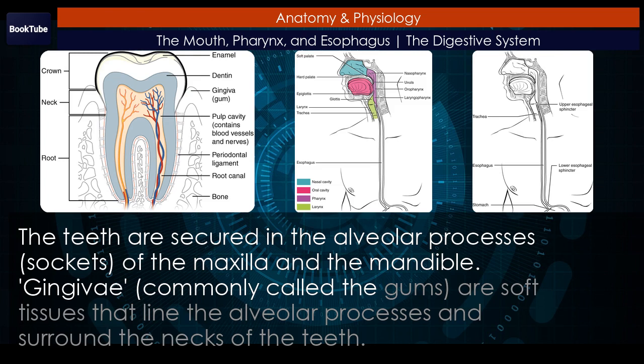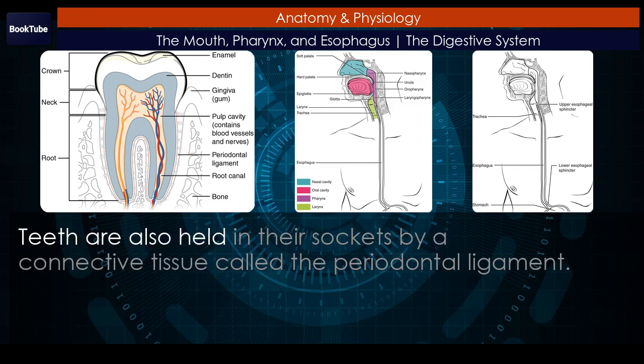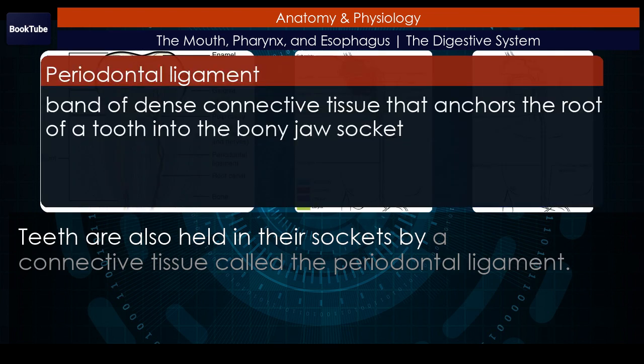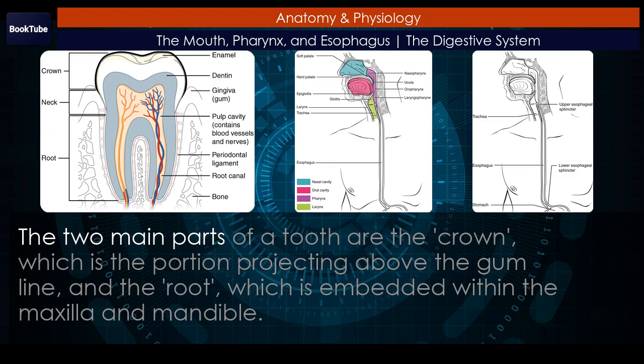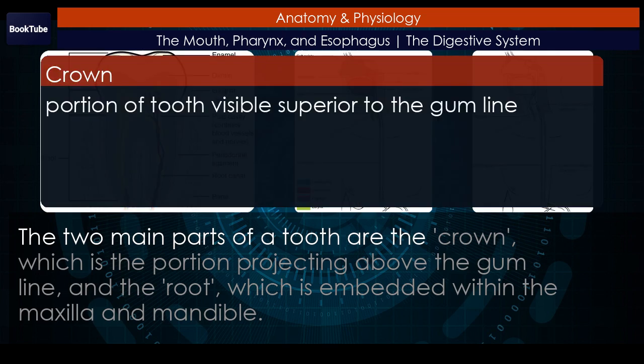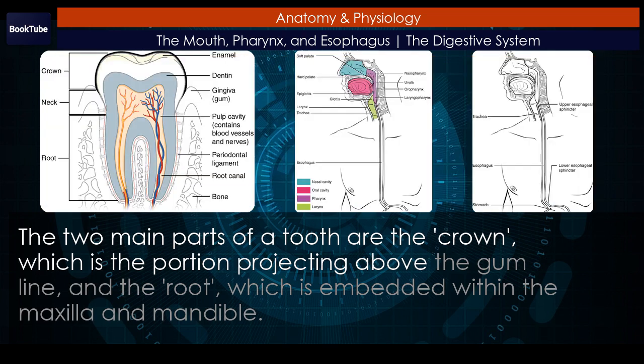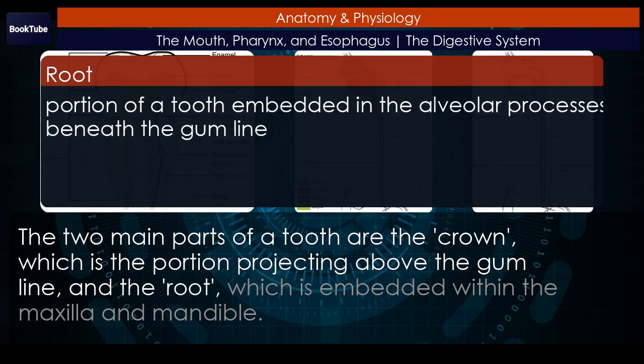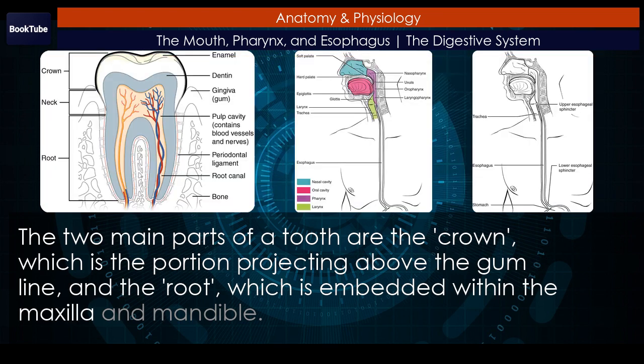Gingivae, commonly called the gums, are soft tissues that line the alveolar processes and surround the necks of the teeth. Teeth are also held in their sockets by a connective tissue called the periodontal ligament. The 2 main parts of a tooth are the crown, which is the portion projecting above the gum line, and the root, which is embedded within the maxilla and mandible.